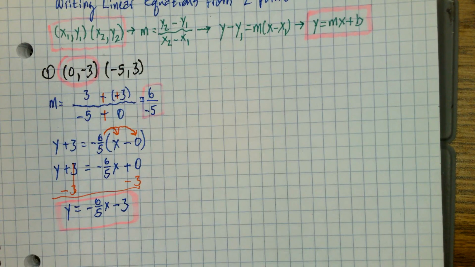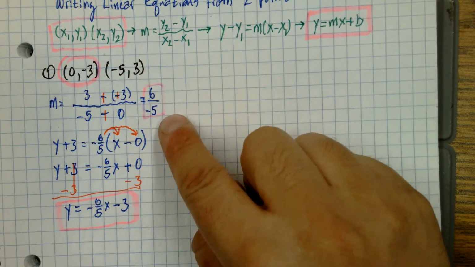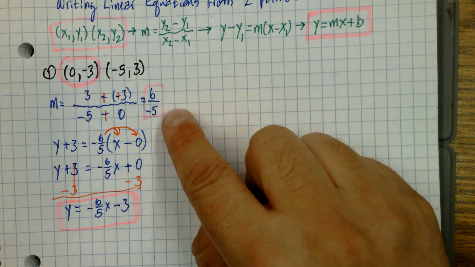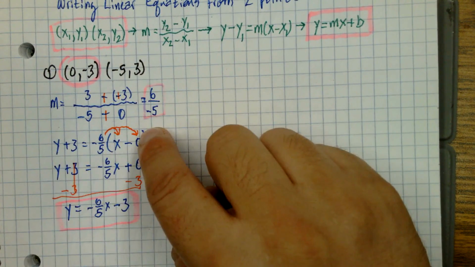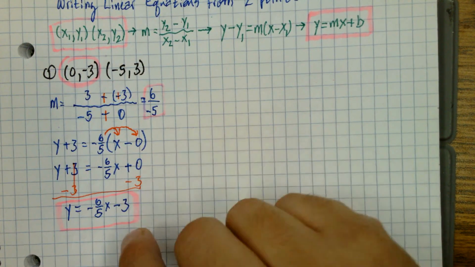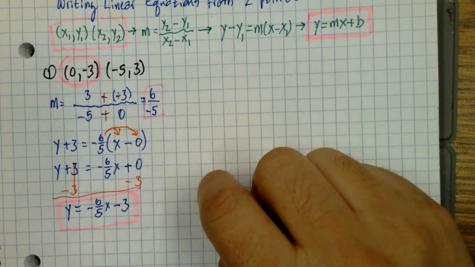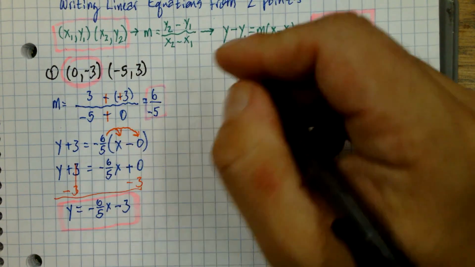But that's the whole process. Start with two points. Use those to find the slope. Take that slope and pick one of the two points. Put it into point slope. Do what we learned yesterday. And you'll end up with an answer in slope-intercept form. Any questions? Let's do a few more. Okay, let's see. Number 2.